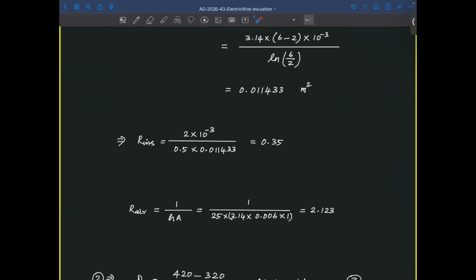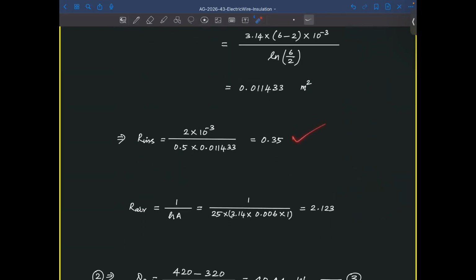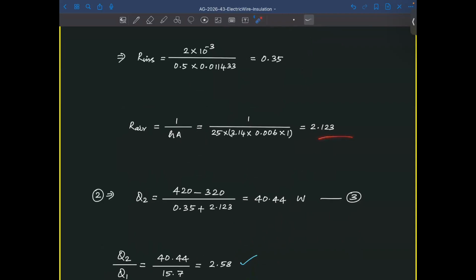Now this is the insulation resistance, and like that the resistance of the air is simply 1 by h into A. This A is the outside area of the insulated wire, so pi d into L, where d is 6 mm, in meters. Of course I didn't write the units, no need to worry.